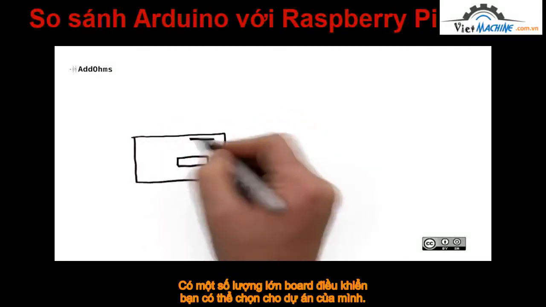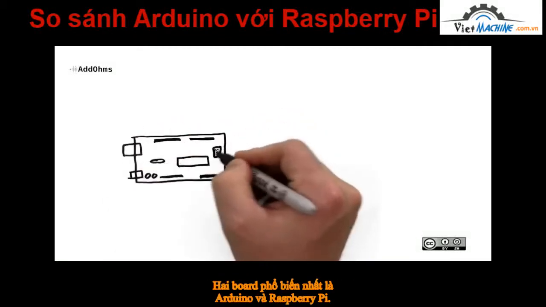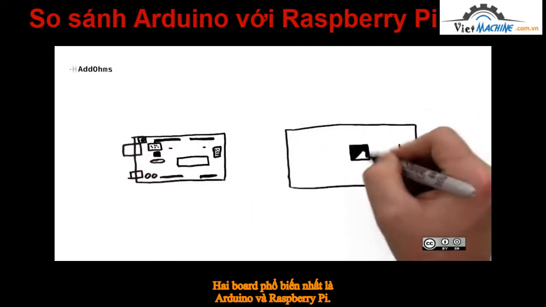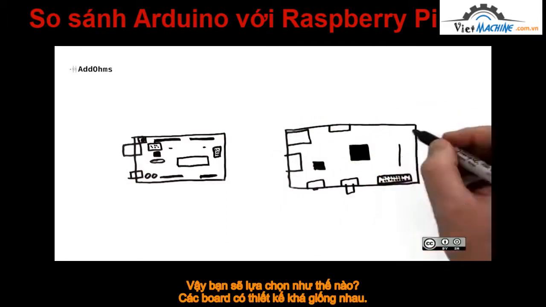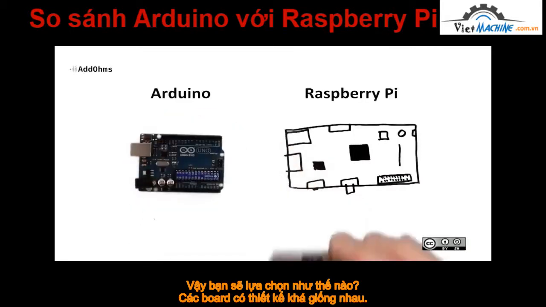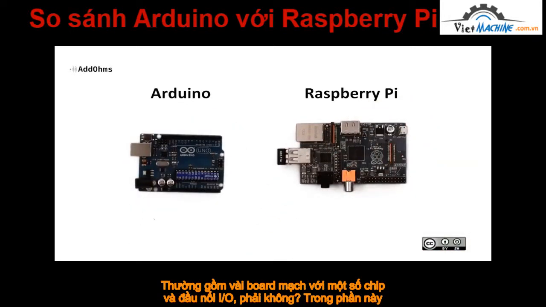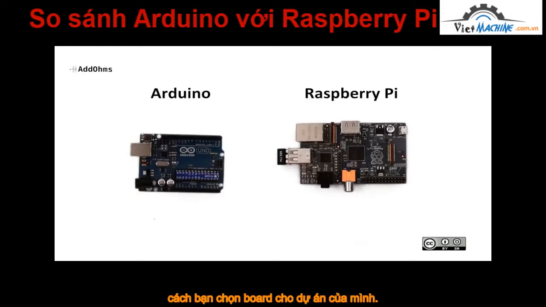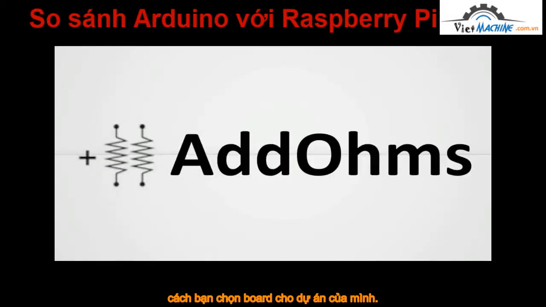There are a large number of controller boards that you can pick from for your projects. Two of the most popular are the Arduino and the Raspberry Pi. So, which one do you pick? On the surface, these boards look about the same. There are a couple of circuit boards with some chips and I/O connectors, right? In this episode of AtOhms, we're going to take a look at the differences between these boards and how you choose one for your project.